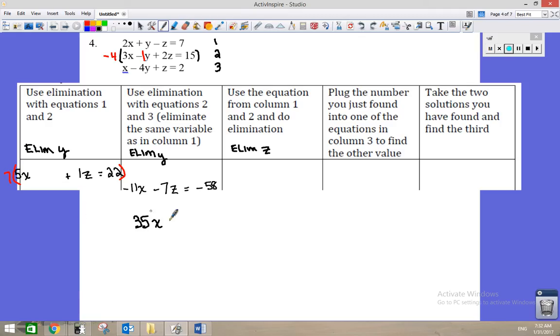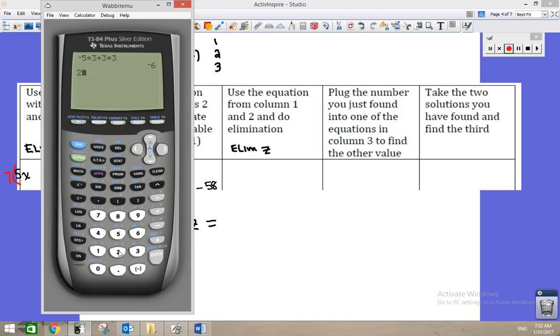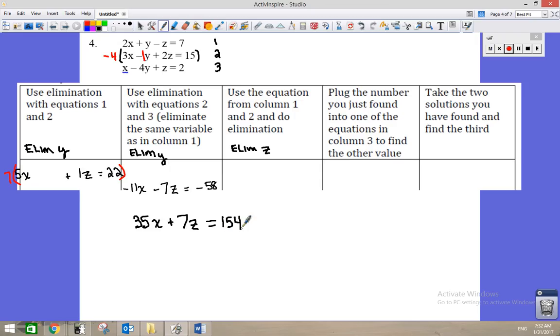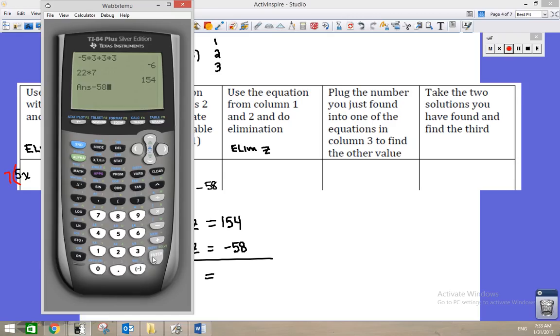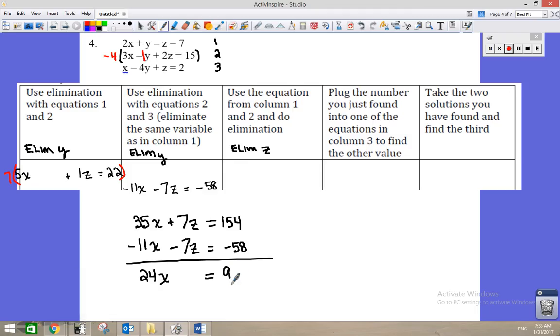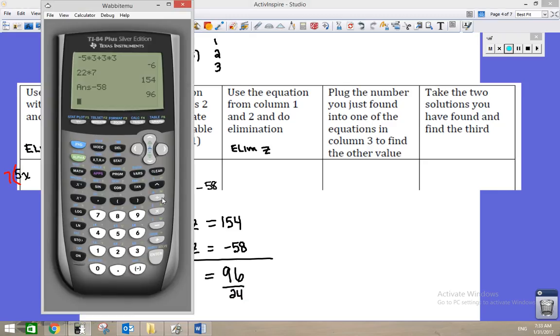Alright, 7 times 5 is 35. 7 times 1 is 7. And 22 times 7 is 154. This equation from column 2. Let's divide by 24. And I'm getting 4.